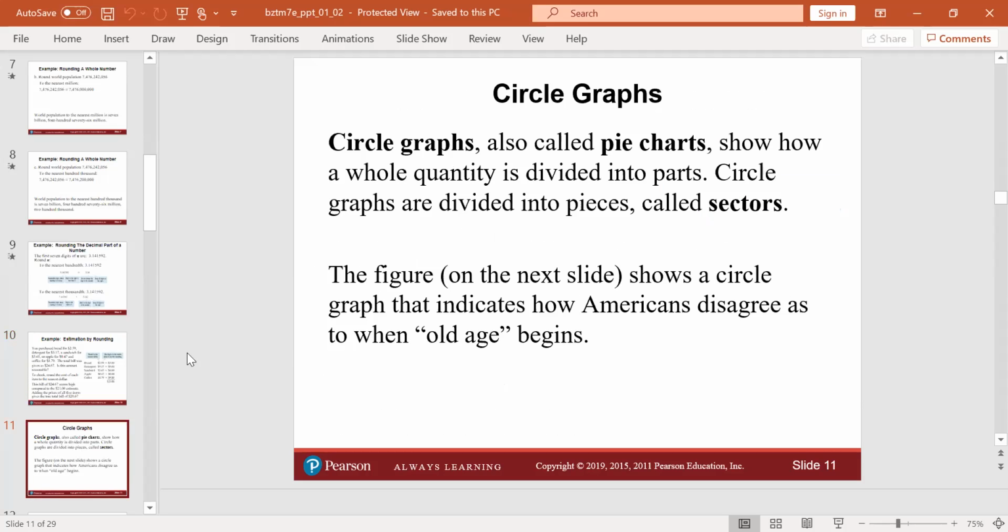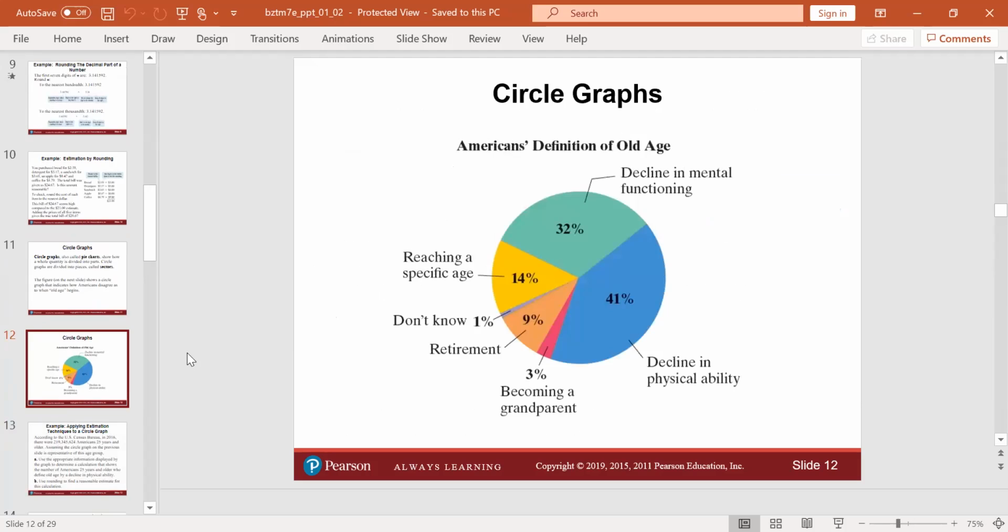Okay, so other things we can do with estimation, or just general ideas of reasoning here. We can use certain kinds of graphs, a circle graph, also called a pie chart. In fact, everyone calls it a pie chart. Circle graph is just maybe a more formal way to say it. It's called a pie chart because you make a circle and you cut it into pieces of the pie.